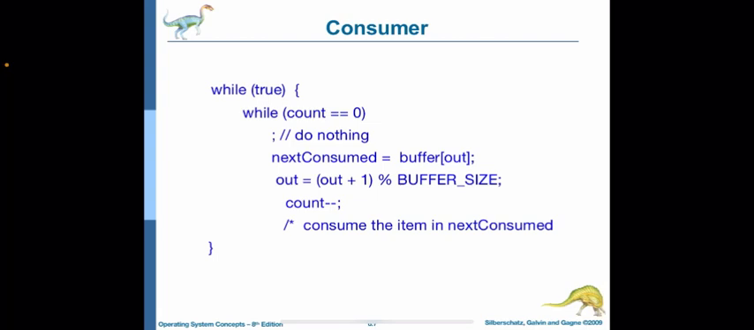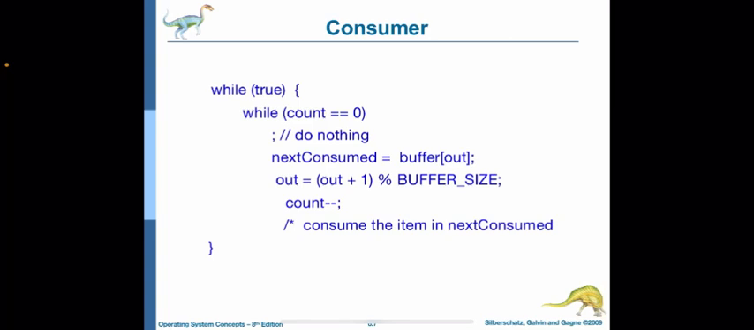Otherwise, it can fetch an item, read an item from the buffer. Which item? The item pointed to by out, right? Out is the pointer which points to the first full buffer location. That item can be fetched or read by the consumer. It will fetch into the variable next consumed. Then it can update the out pointer. Out should point to the next full buffer, so out is also incremented by 1. One item is removed from the buffer, right? So count should be decremented to reflect the same. So count is decremented here. This is how the consumer works.